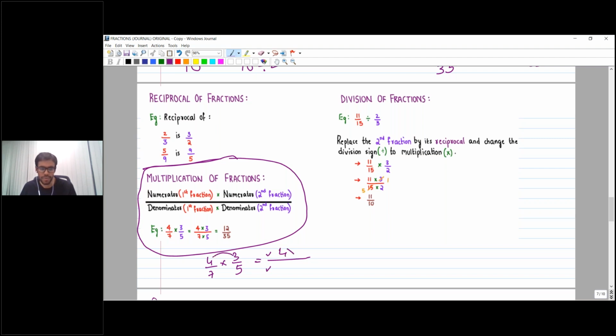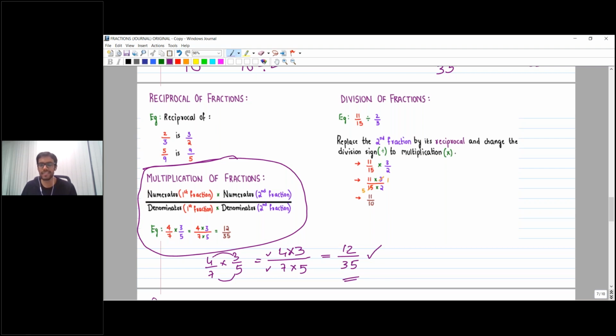So 4 into 3. What are the denominators? 7 and 5. 7 into 5. That will give you your final answer. 4 into 3 is 12. 7 into 5 is 35. So this is the answer for 4 by 7 into 3 by 5.